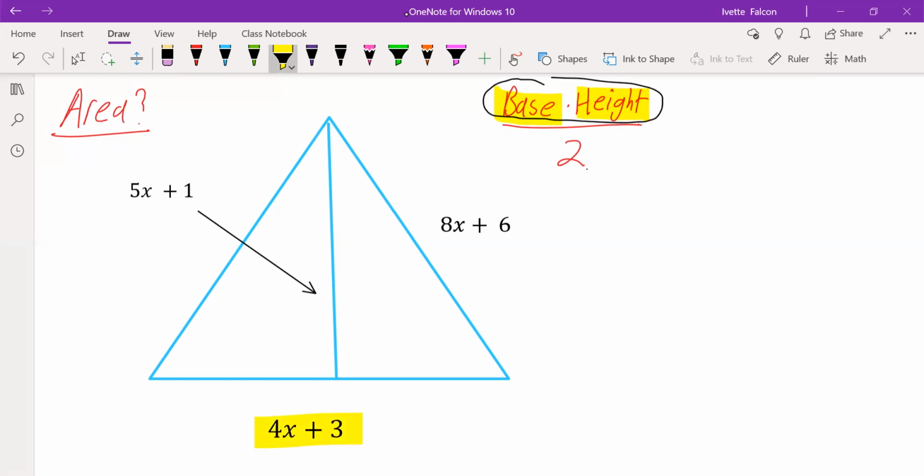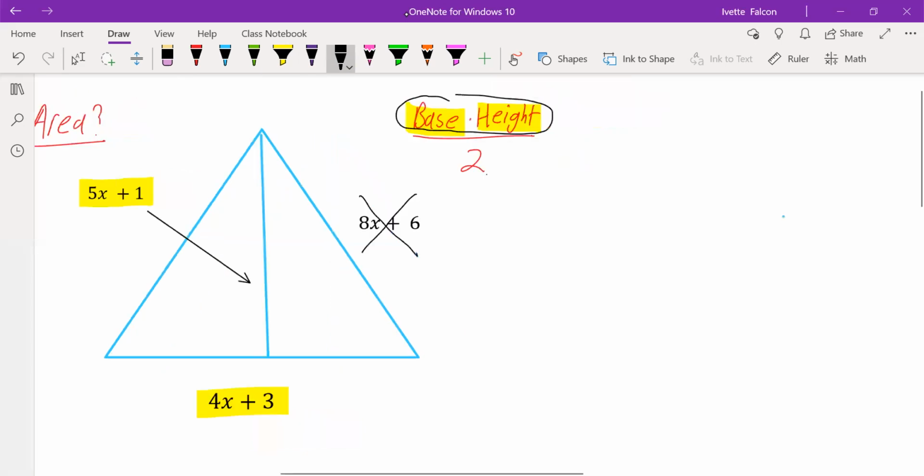My base is 4x plus 3. It's the bottom one of the triangle. Your height is the one that goes straight up and down. So my height is 5x plus 1. So those are the only 2 expressions that we need to be able to solve for this problem. Other than that, the third one they give us is just there to trick us. So we're going to ignore it.